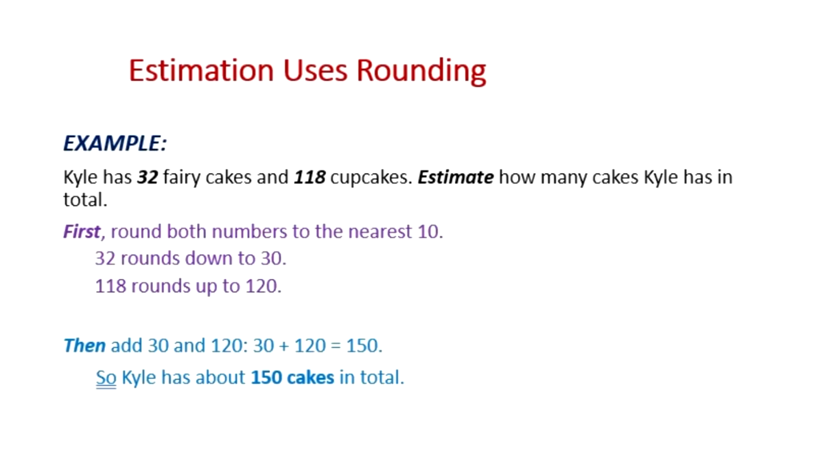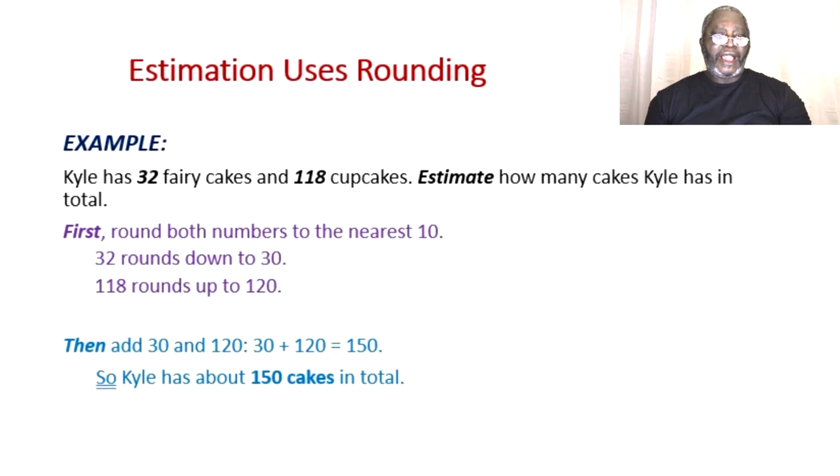you're talking about. For example, Kyle has 32 fairy cakes and 118 cupcakes. Estimate how many cakes Kyle has in total. How do we do that? First, round both numbers to the nearest 10. 32 rounds down to 30 because the 2 is less than 5. 118 rounds up to 120. Do you know why? Yes, because 8 is higher than 5, so you round up.